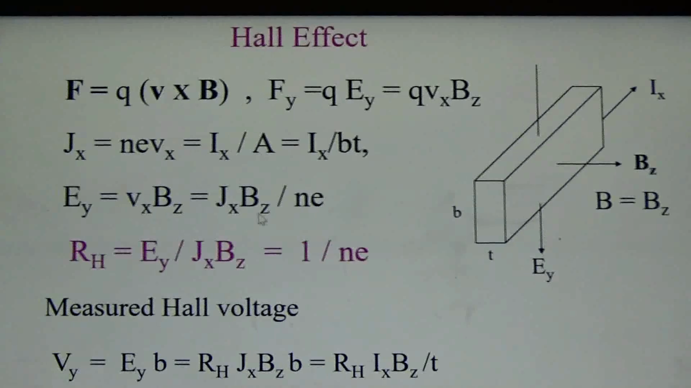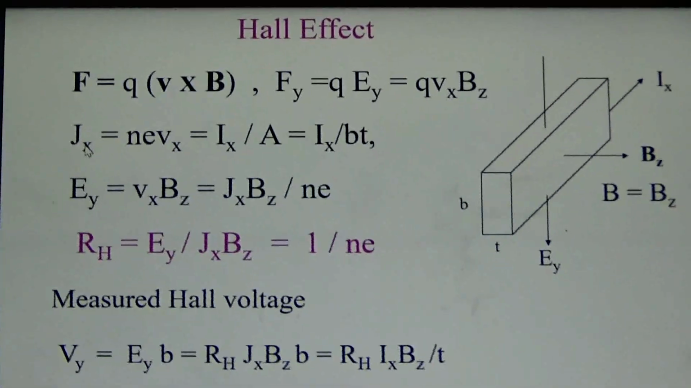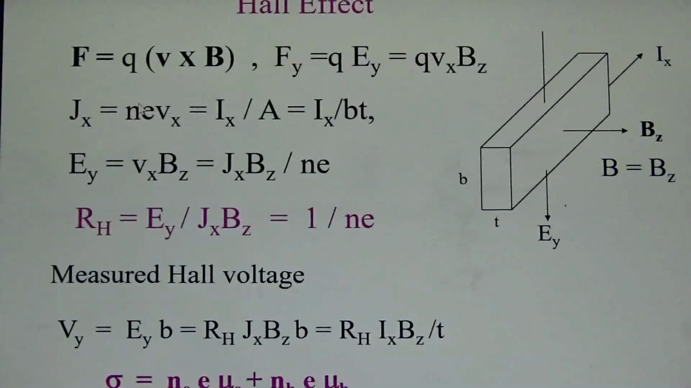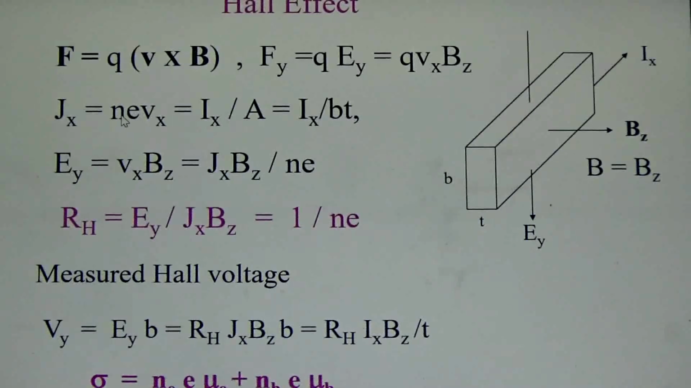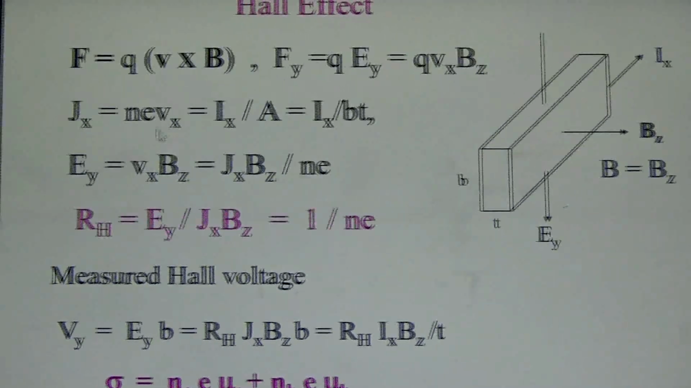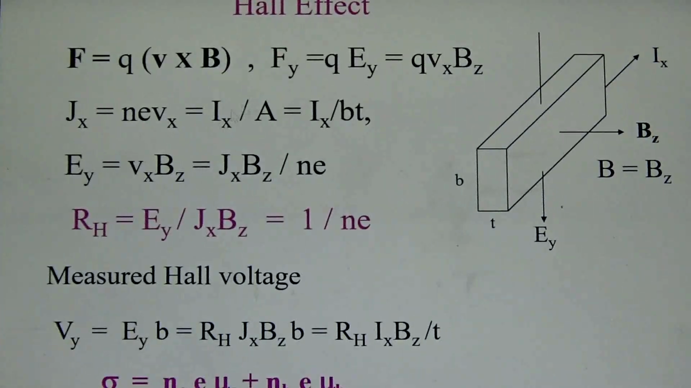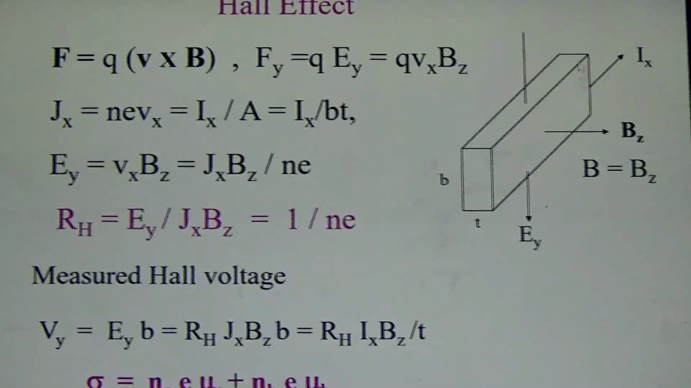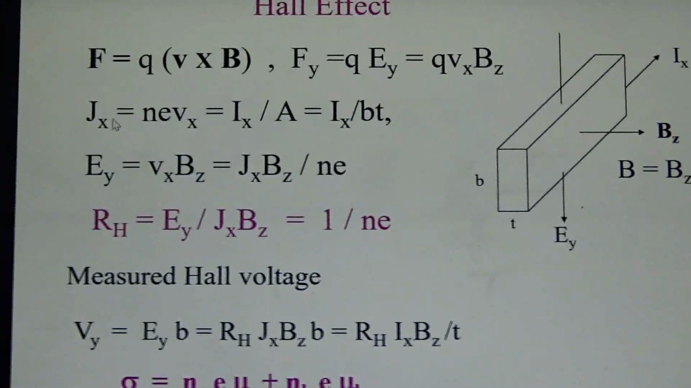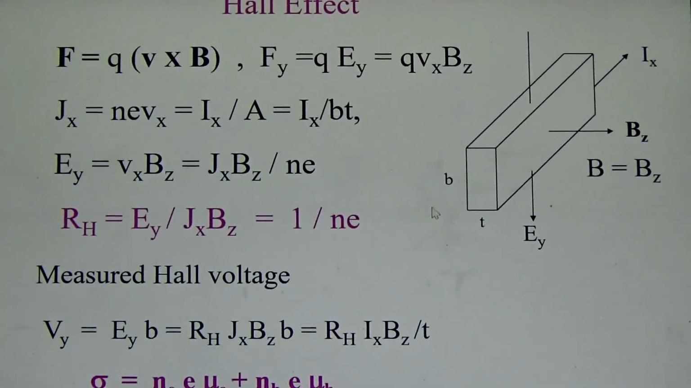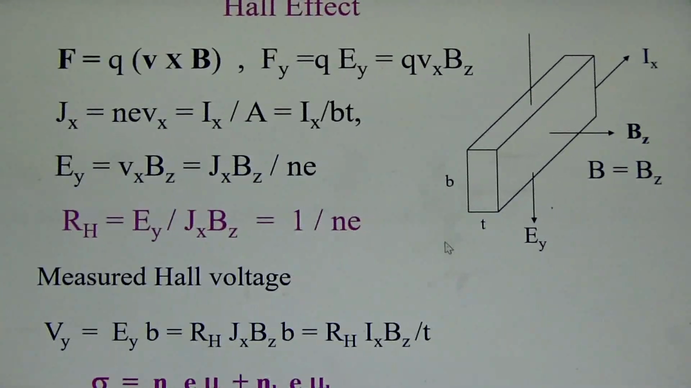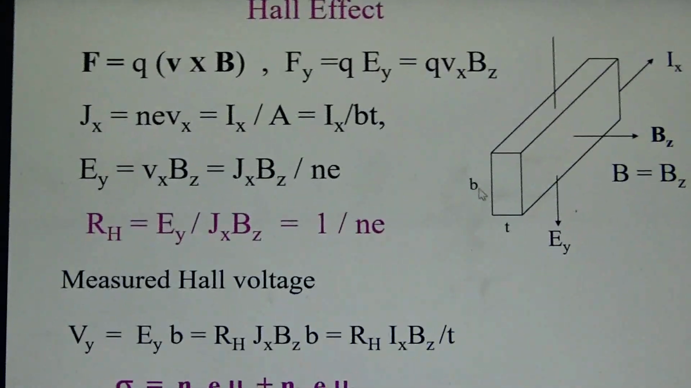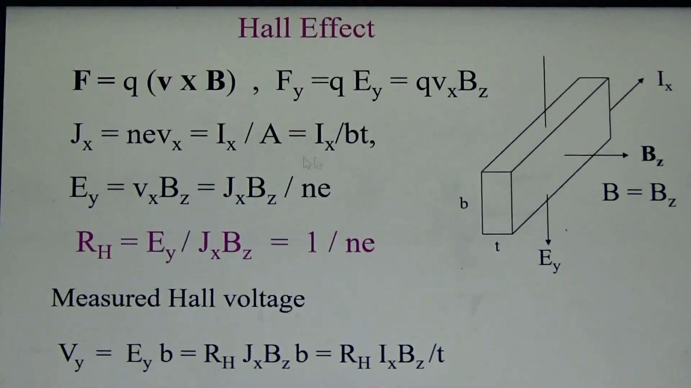So how do we get it? Basically we know that the current density Jx is nothing but NeVx, if you consider a cross section here. N is the number density, e is the electron charge, and Vx is the drift velocity of these electrons, which can also be written as Ix, the current flowing, divided by A, the cross sectional area. Ix by A is nothing but your Jx, which is Ix by Bt, where B is the width and t is the thickness of the sample. So A is the area of cross section, which is given by Bt. So Jx is the current density.